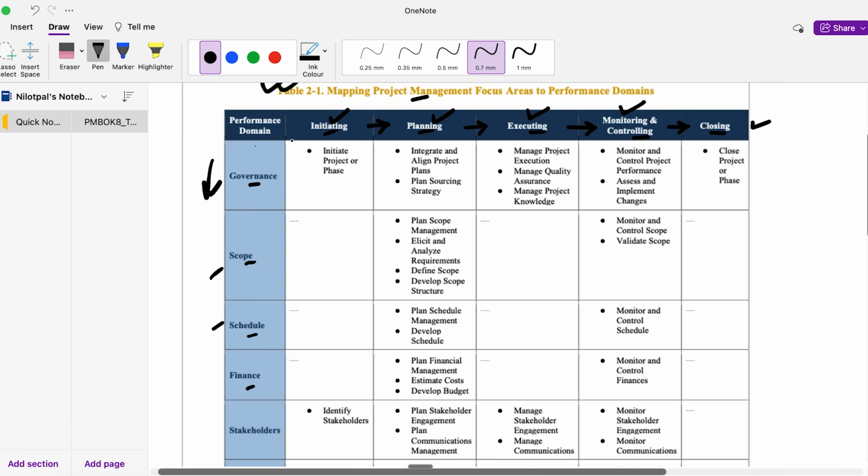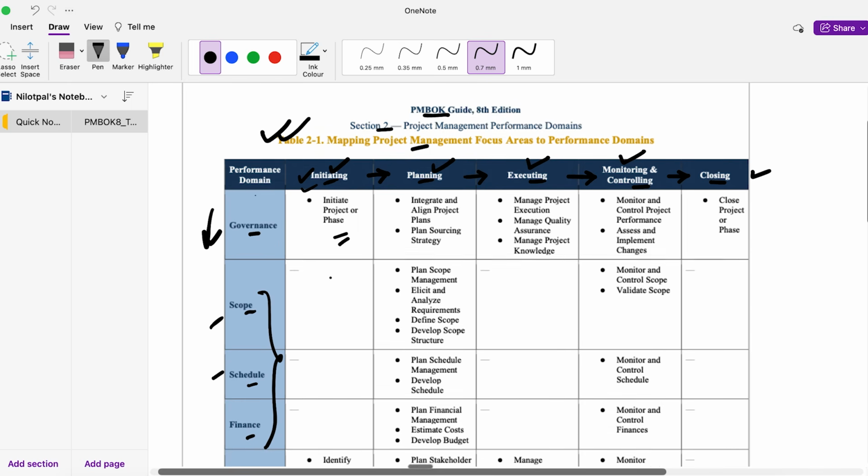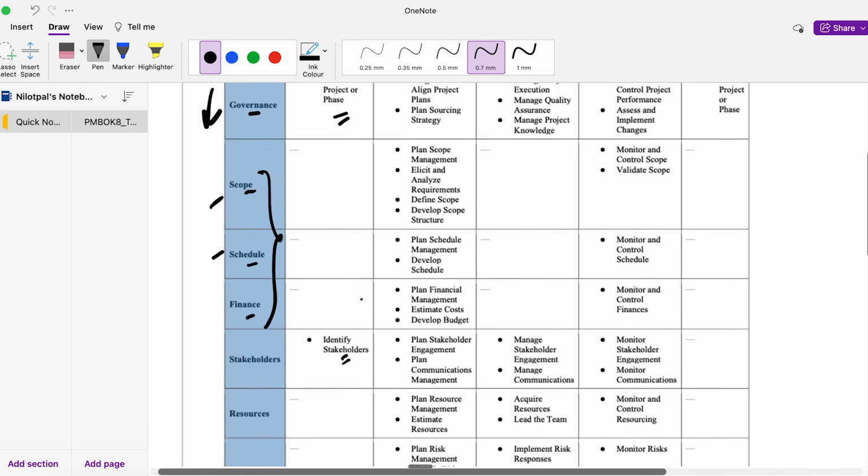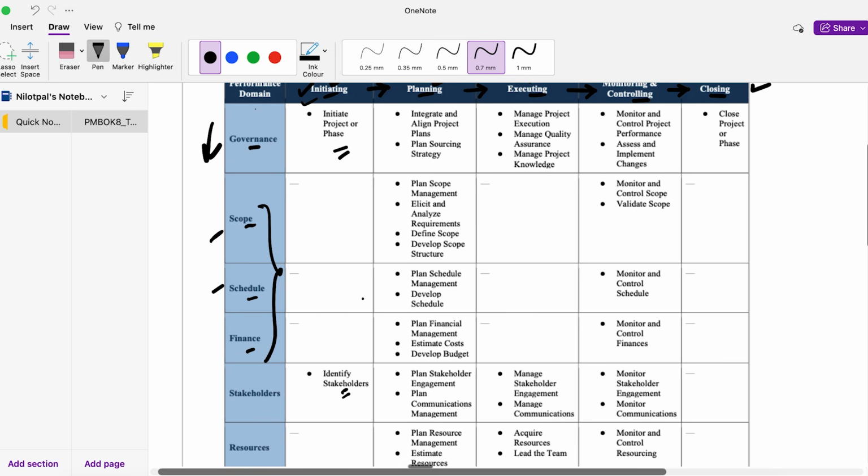If you look at the initiating process group, you are first initiating the project or phase, and then identifying the stakeholders. So there is no scope, schedule, or finance activity as part of this initiating process. To summarize, the vertical axis, which is your governance, scope, schedule, finance, stakeholders, resources, and risk, does not follow a sequence, so it can be used interchangeably. That is one less thing to memorize. If some of you are trying to memorize that first is governance, next is scope, it's not like that. Secondly, you need to understand that.